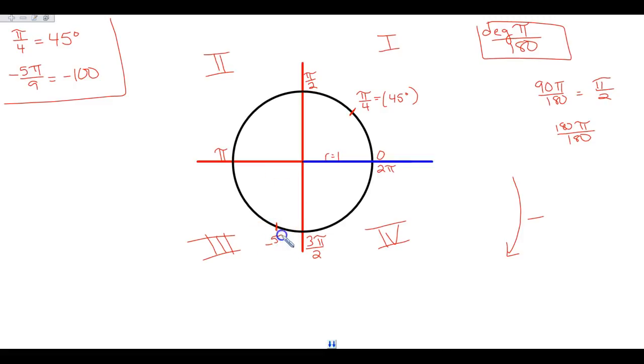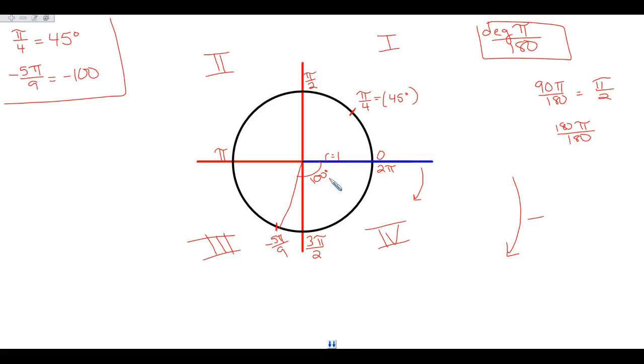So that would be negative 5 pi over 9. So all I would do is start from here and go backwards so that if I were to draw this angle, close enough, this would be 100 degrees. It's just 100 degrees going clockwise. Kind of like when we were talking about rotations.